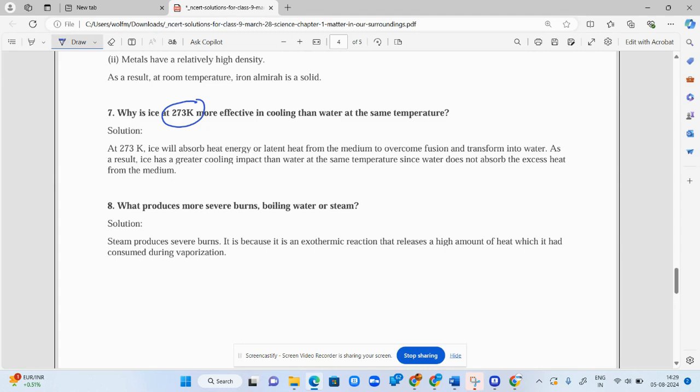What produces more severe burns, boiling water or steam? You know very well. It is because of the exothermic process, which releases a high amount of heat. Exothermic means it releases heat. Endothermic means it absorbs heat.